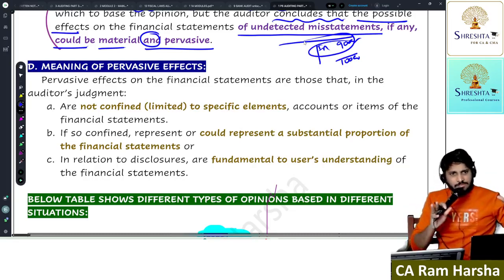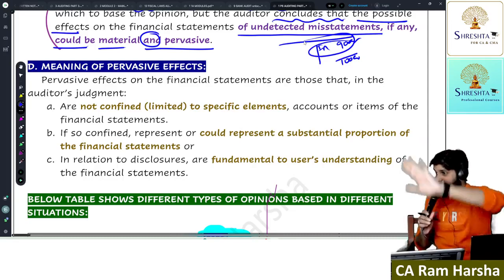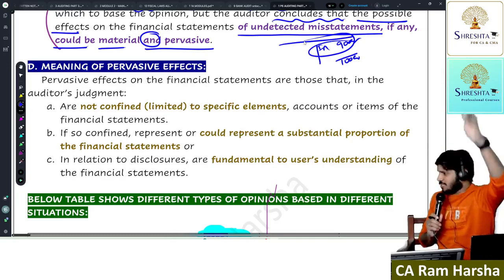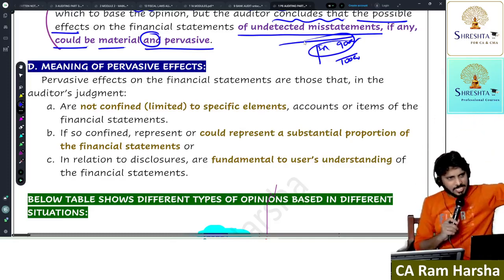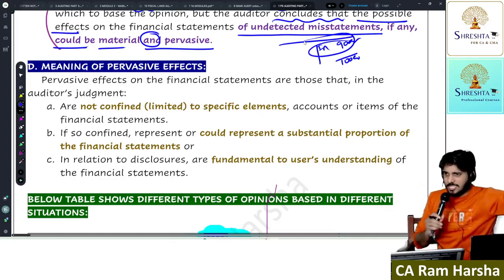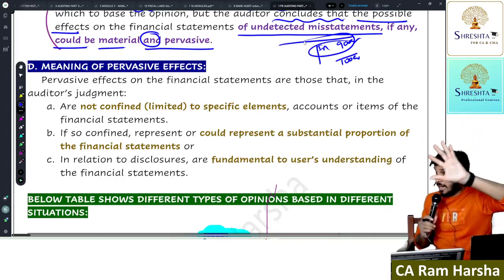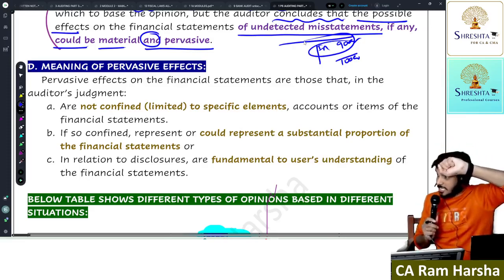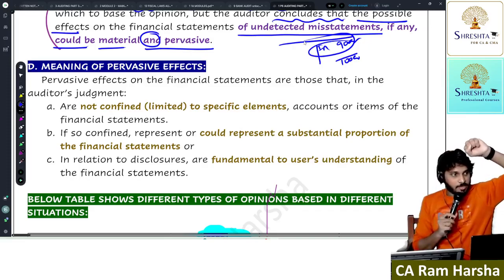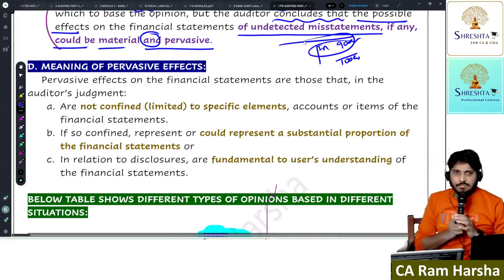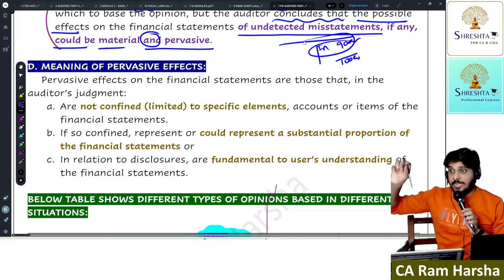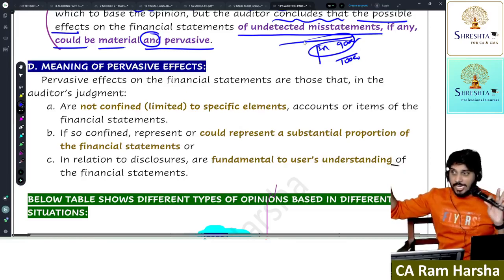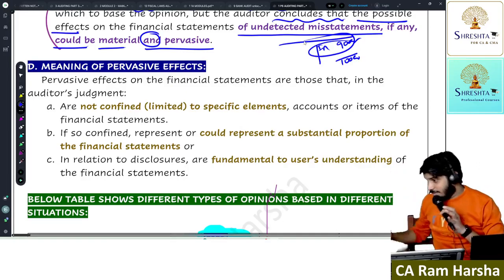Generally, if multiple items are affected in the balance sheet and in the P&L, fixed assets mistakes, inventory mistakes, receivables mistakes, cash and bank mistakes, trade payables mistakes, everywhere it is a mistake. Multiple items affected and in aggregate you felt not only material, you also felt it is misleading as a whole. Then you feel pervasive. Sometimes it may be only one item, but that one item could be a substantial portion. Then also I will call it pervasive.